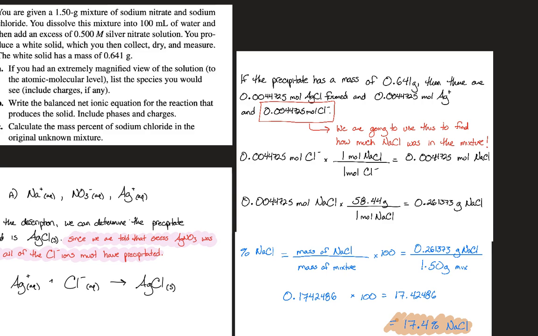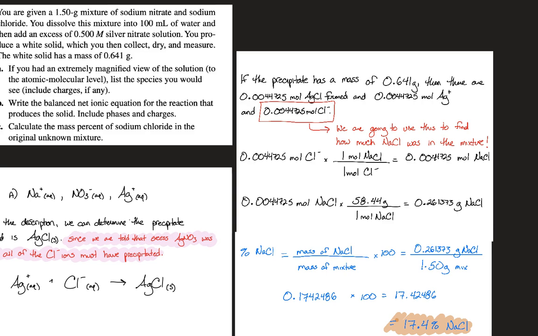Okay, so we're given 1.5 grams of a mixture of sodium nitrate and sodium chloride. Now, we don't know which is which in there, right? We don't know if it's a 50-50. We don't know what the ratio is, but 1.5 grams total. We're going to put that in 100 milliliters of water. It's going to dissolve, and then we're going to add excess 0.5 molar silver nitrate. We're going to see a white solid precipitate. We're going to collect it, filter it out, dry it, and measure it. And it's going to have a mass of 0.641 grams.